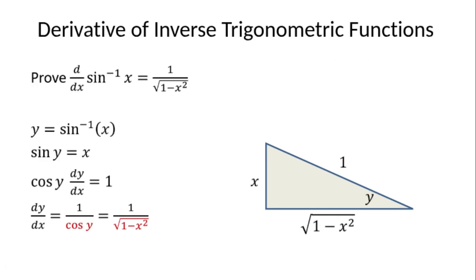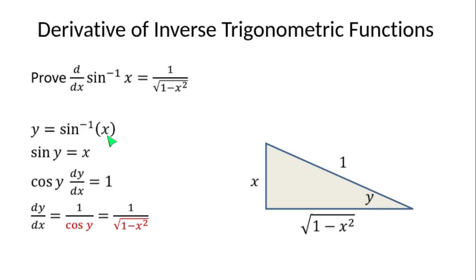Now we're going to find the derivative of an inverse trig function. We're going to prove that the derivative of inverse sine is equal to this mess right here that interestingly does not feature a trig or inverse trig function at all. Pretty cool. So we're going to start with y equals inverse sine of x.